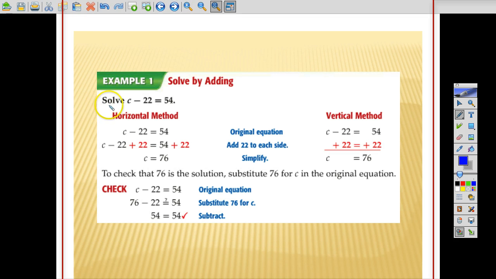Okay, so solve by adding. You can do it horizontally or vertically. I personally like the vertical method because you can just cross it out like this, and you have C equals 76, instead of doing it on each side. It's up to you, but it's just easier to go up and down like this.